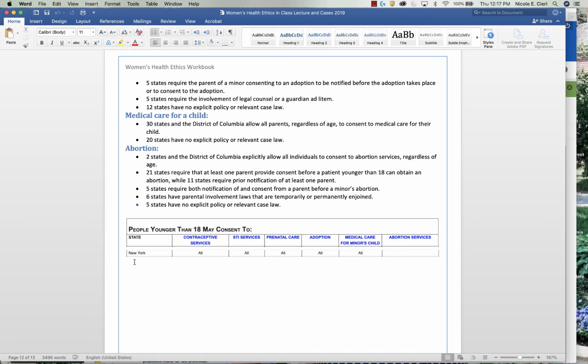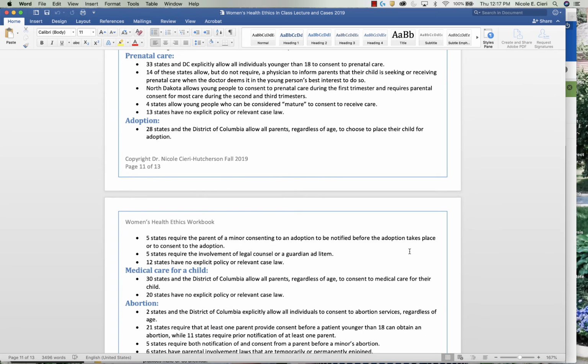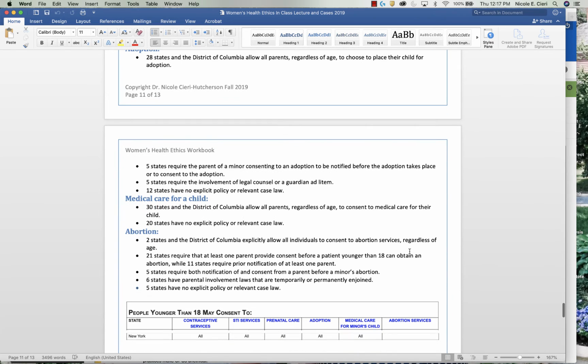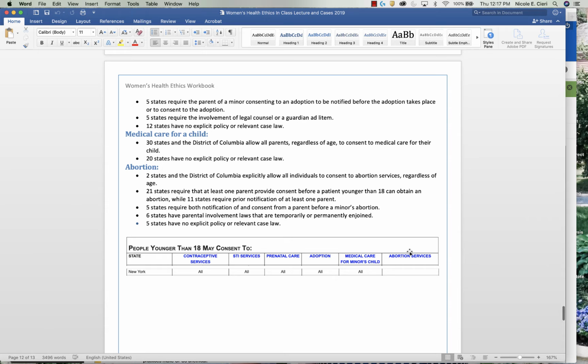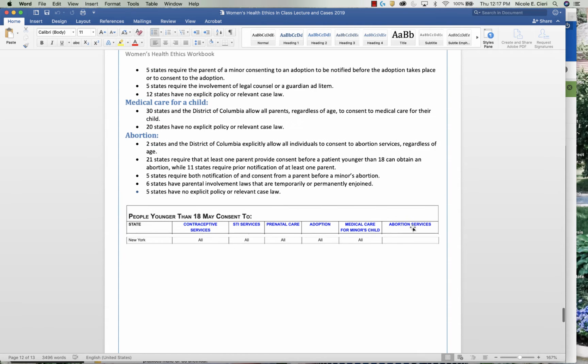I only included New York State since that's where we are, but in New York State, minors are allowed to consent to all of these different services, and they don't specifically have a law about abortion services. So if it is about abortion for minors, then sometimes it's up to the medical provider whether or not they feel that it's okay for the minor to consent to that.